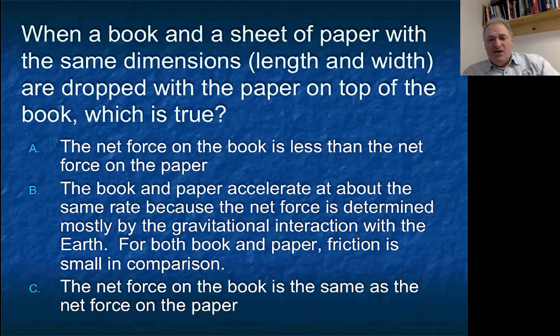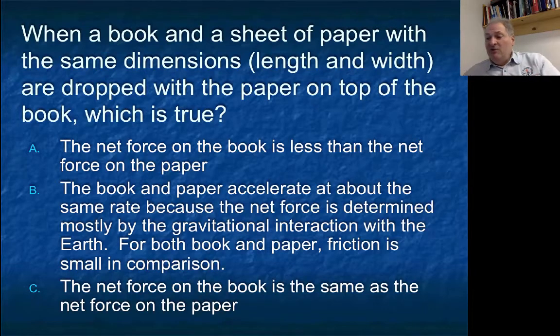B says the book and paper accelerate at about the same rate. So far so good. That's what we observe. When you put the paper on top of the book, they fall together, because the net force is determined mostly by the gravitational interaction with the Earth. For both book and paper, friction is small in comparison. Now that sounds promising. I know they accelerate down at about the same rate, and the net force is determined mostly by the gravitational interaction with the Earth.